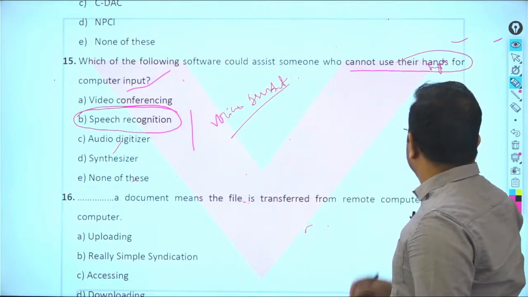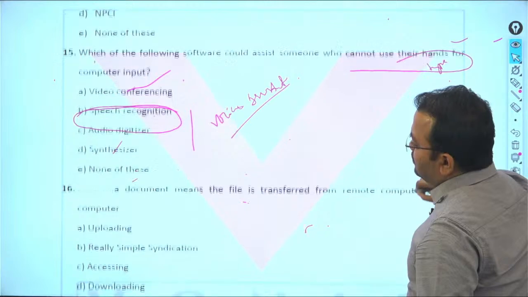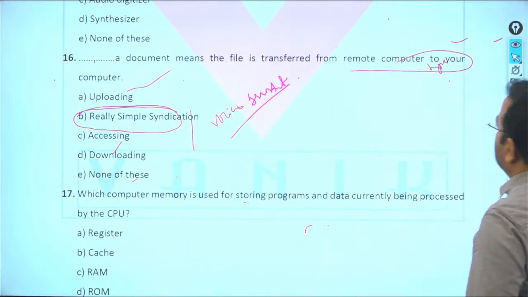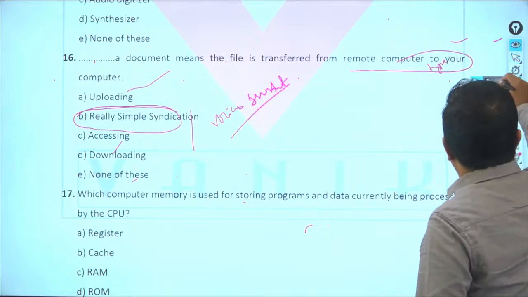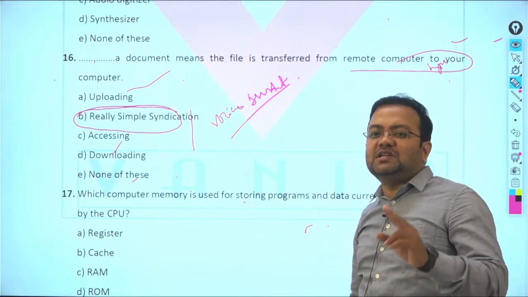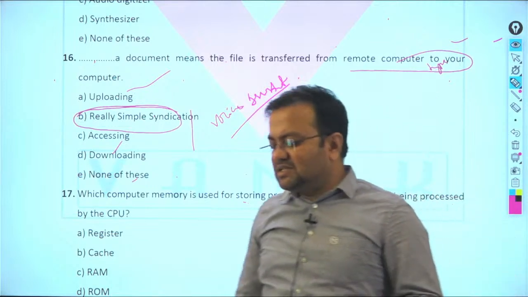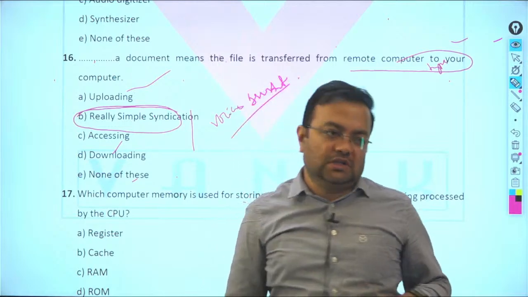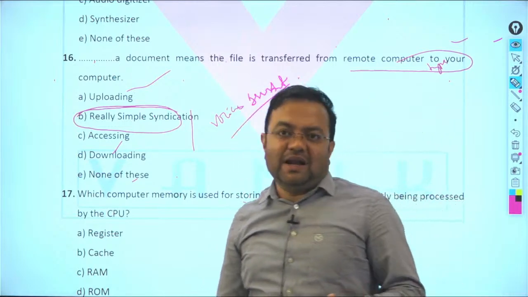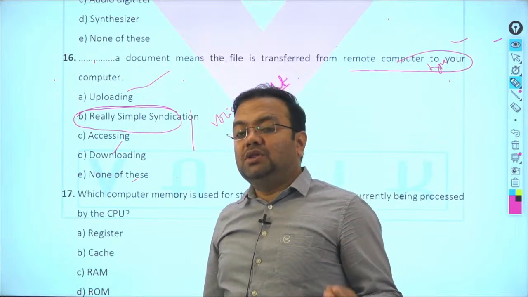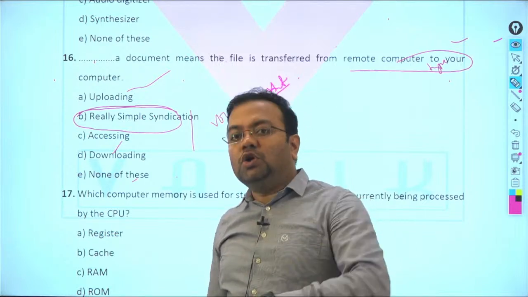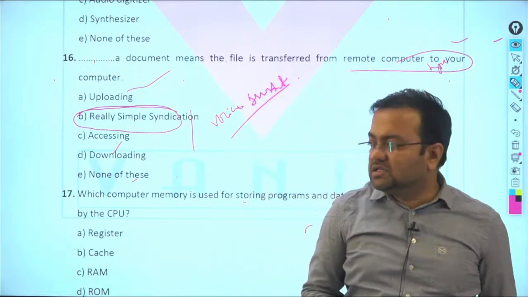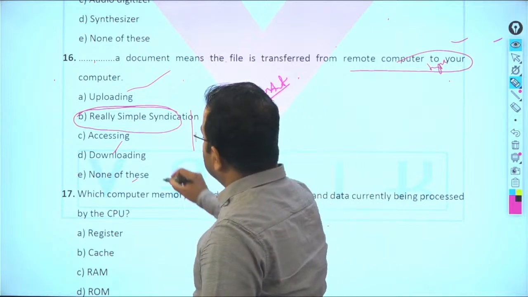Then goes to question number 16. So in question number 16 it has asked, dash is the document means the file can transfer from the remote computer to your local computer. So students, there are two processes, one is download and upload. If the question has asked, the data can be transferred from remote computer to local, remote computer means server, local computer means client computer. So if the data can transfer from server to client, then this is download, and if the data can transfer from client to server, then this is upload. So here answer is download.